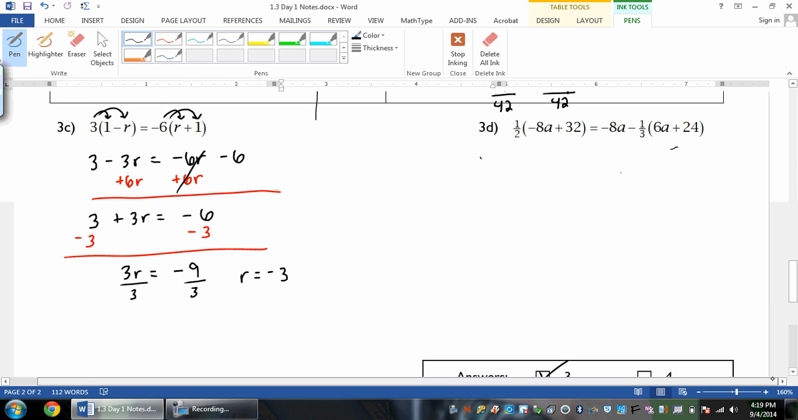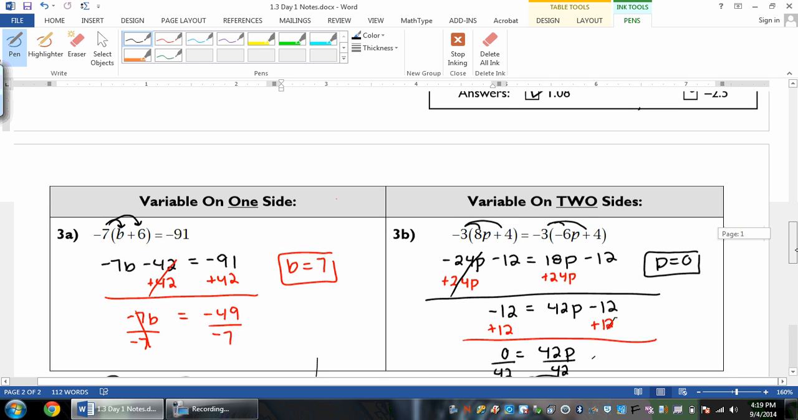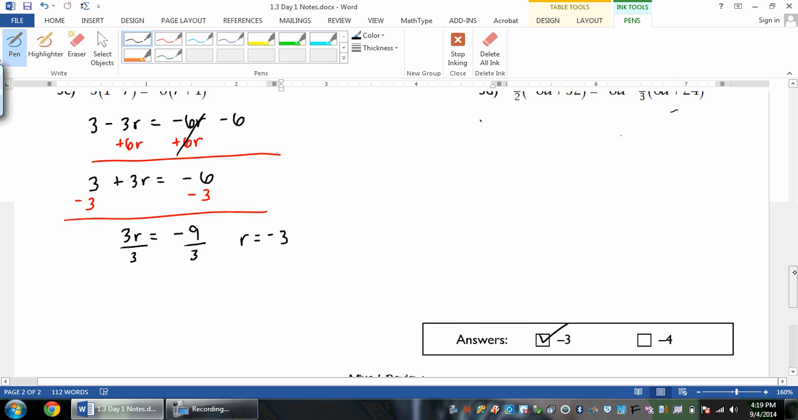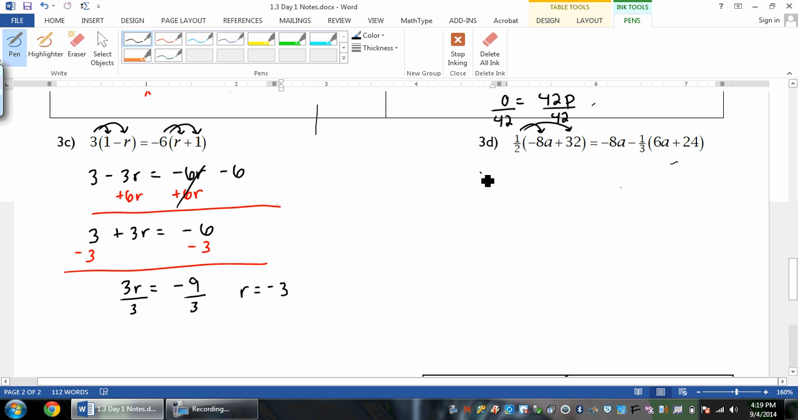Alright, now if you're not strong with fractions, this is definitely when you're going to need your calculator out. Okay, so I notice on the left-hand side, I'm going to have to distribute first. 1/2 times negative 8a, remember that's just half of negative 8. Sorry, half of negative 8 is just negative 4. So I have negative 4a plus 1/2 times 32, half of 32 is 16.